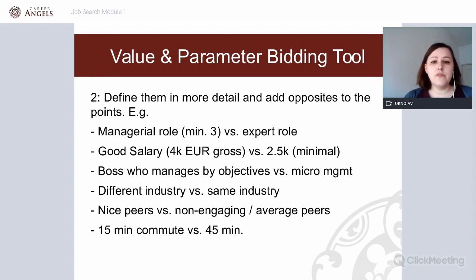Good salary versus what is the minimum, or below what salary wouldn't you even consider working? Boss who manages by objective versus, for example, the opposite, micromanagement. Different industry versus staying in the same industry. Nice peers, opposite, not engaging average peers. 15 minutes commute versus the maximum, where you say, okay, I could commute for 45 minutes.